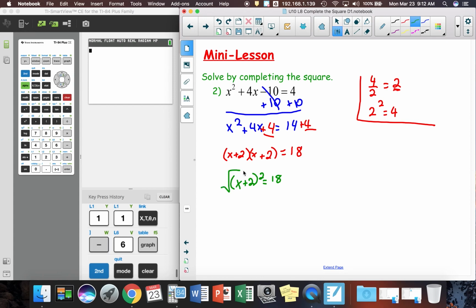So square root, we get x plus 2 equals plus or minus the square root of 18. And then to get x by itself, we subtract 2. We're left with x equals negative 2 plus or minus radical 18. Alright, and here's our answer.